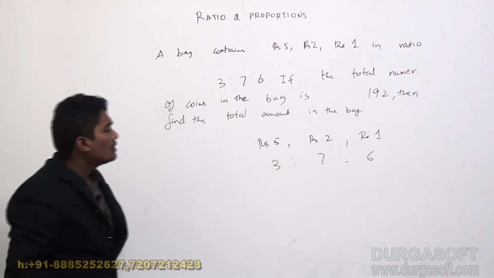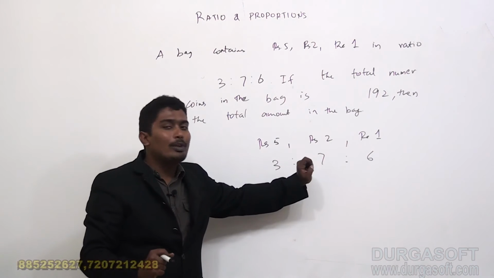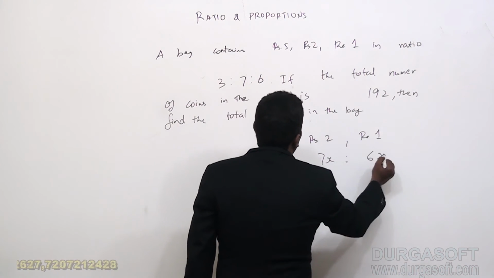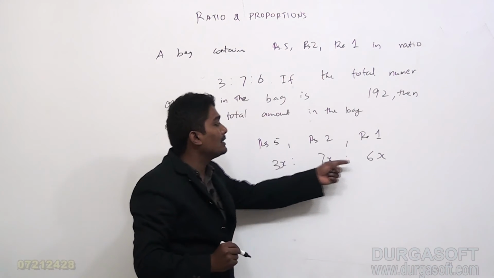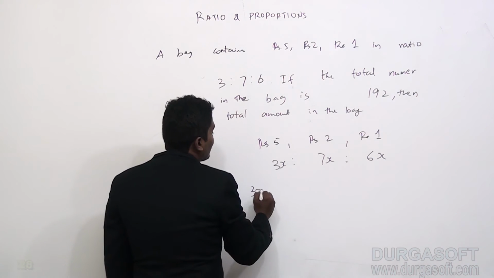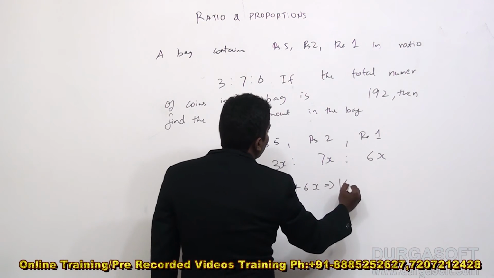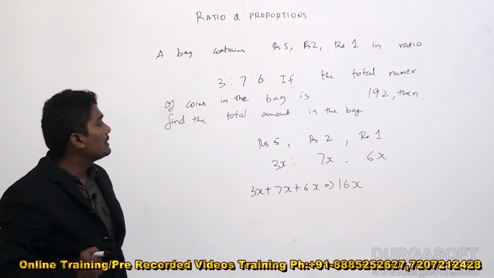3:7:6. So if the ratio is 3:7:6, I know that in a ratio there should be some common number. I will take that common number to be x here. So the number of 5 rupee coins is 3x, number of 2 rupee coins is 7x and number of 1 rupee coins is 6x. So the total number of coins will be 3x plus 7x plus 6x, which is 16x.